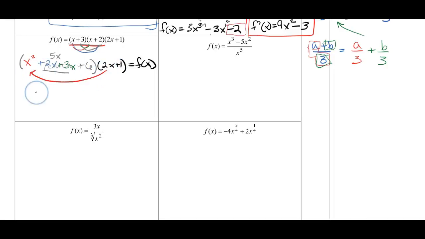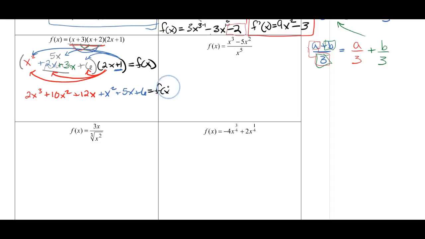2x times x squared is 2x cubed. 2x times 5x is 10x squared. 2x times 6 is 12x. And then I do the same thing with the 1. 1 times x squared is x squared. 1 times 5x is 5x. And 1 times 6 is 6. This is my function f of x.